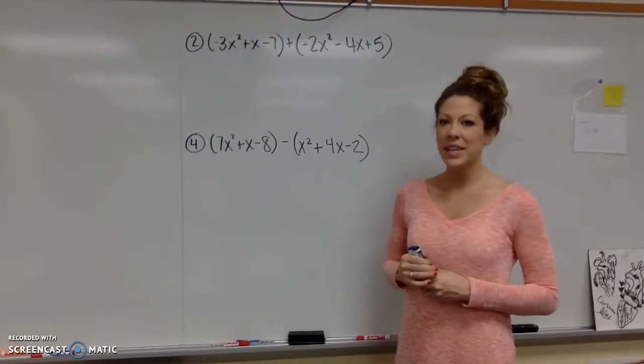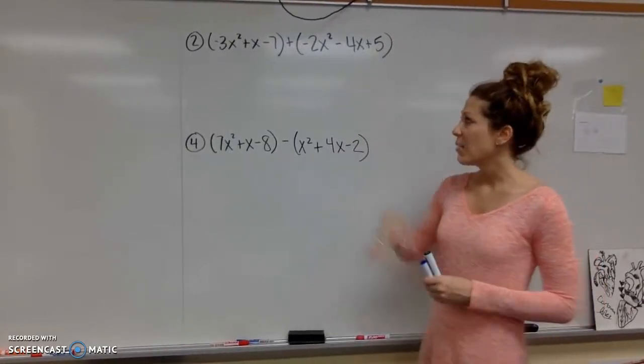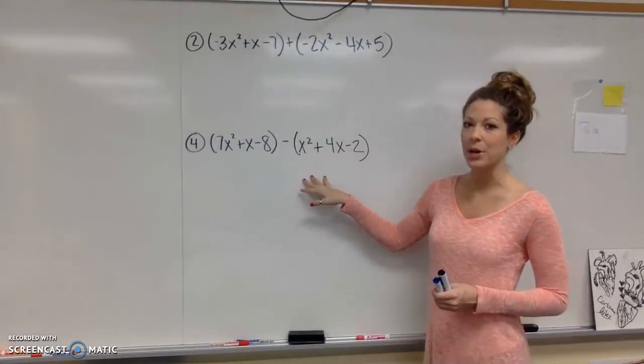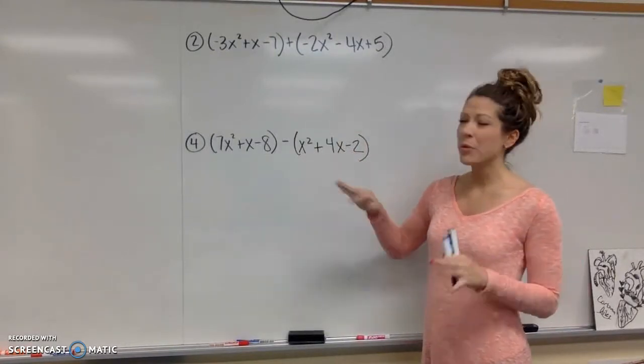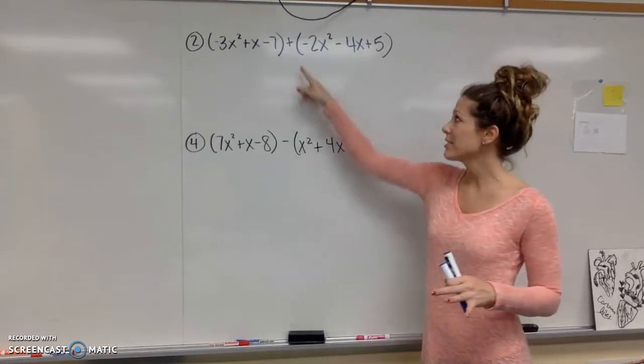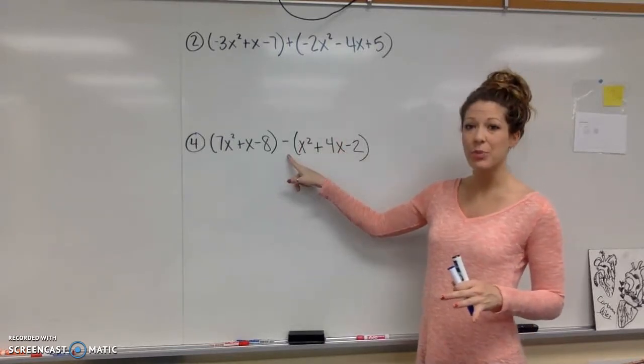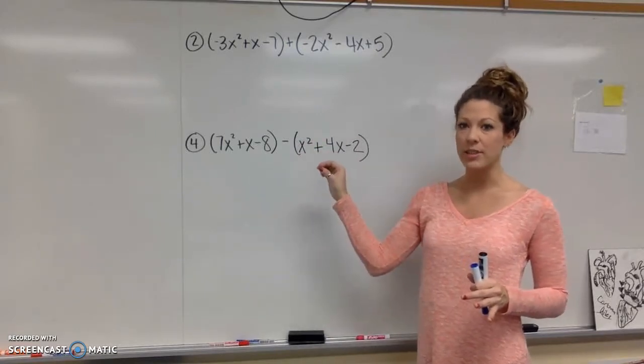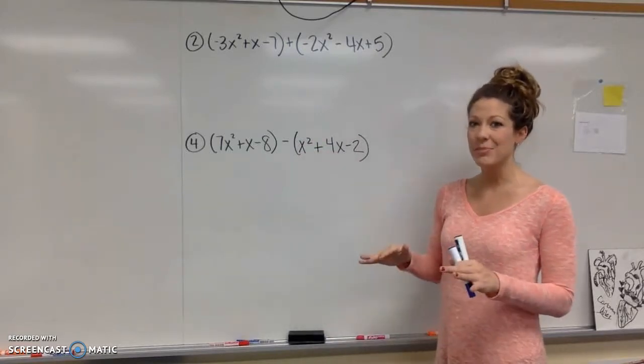All right, I'm going to go through some of the even problems on the study guide. Number 2 and number 4 first. These are when we're adding and subtracting polynomials. Remember, when we're adding and subtracting, if there's a plus or a minus sign in between your two parentheses, you are not using the distributive property from one set of parentheses to the other. It's a lot simpler than that.